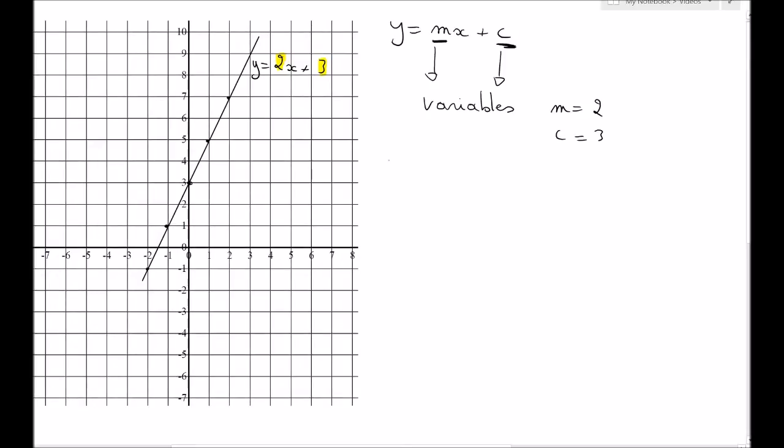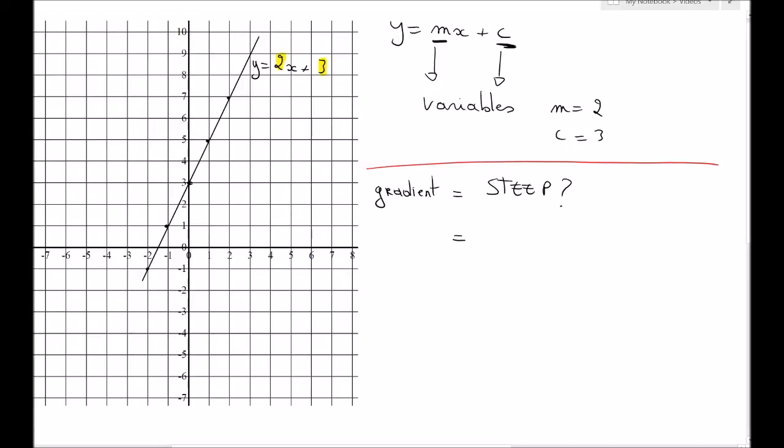Now, we're going to have a look at two of the most important aspects of straight line graphs. The first one is going to be the gradient. The gradient is going to tell us something about how steep a line is. So the gradient is always a number. It can be a fraction, it can be a whole number, it doesn't really matter. That gradient is going to tell us how steep the graph is.